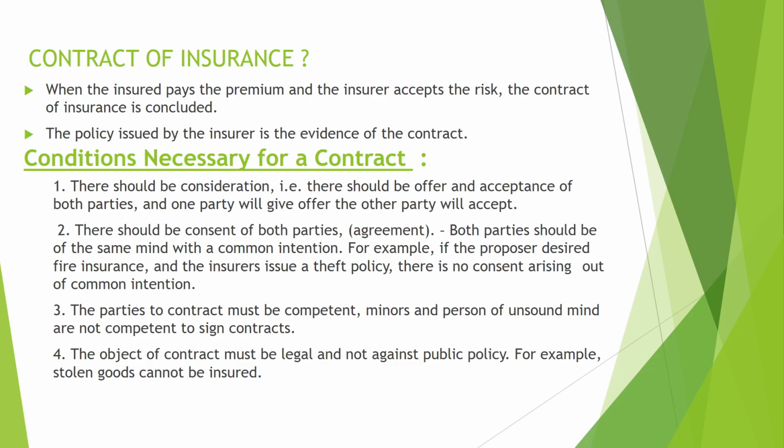If I want a theft policy, then I should get a theft policy. The third point is that the parties to the contract must be competent. Minors and persons with unsound mind are not competent to sign a contract. So he should be a healthy person, I should say. The object of the contract must be legal and not against public policy. For example, stolen goods cannot be insured. So you cannot insure something which is illegal.